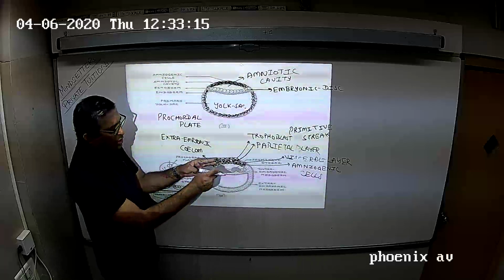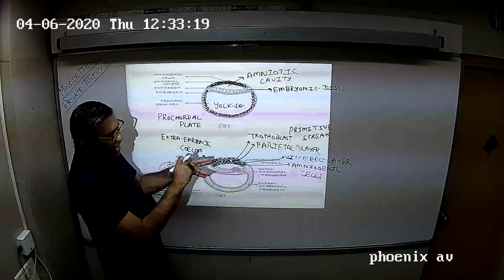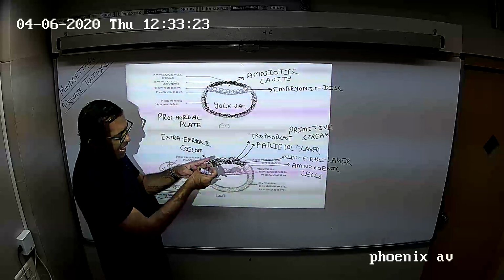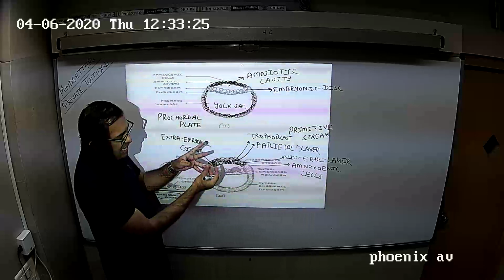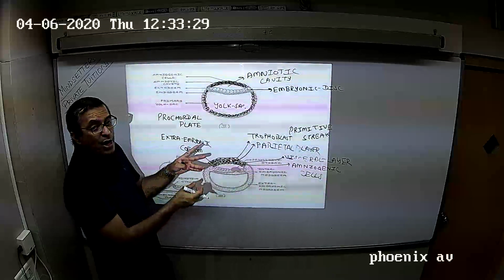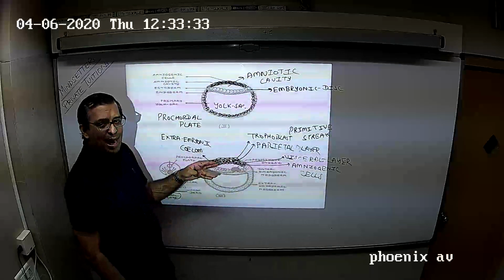So which space is this? Extra embryonic coelom. What is this layer called? Trophoblast. What is this layer called? Parietal layer. What is this layer called? Visceral layer. What is this layer called? Amniogenic cells. Why do we have all these layers coming up?